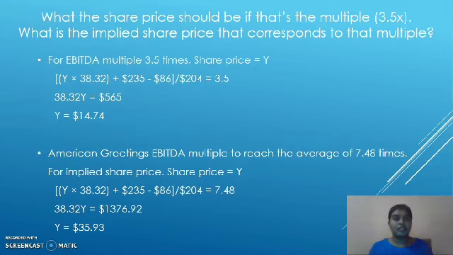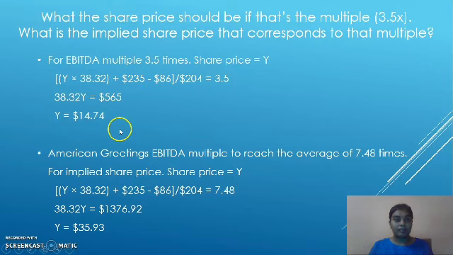The next question is, what should the share price be if the multiple is 3.5 times, and what is the implied share price that corresponds to that multiple? For an EBITDA multiple of 3.5, we use the same formula, total equity plus total debt minus total cash divided by EBITDA of American Greetings. We put Y as the share price. We can see that the share price will be equivalent to $14.74 for a multiple of 3.5 times.